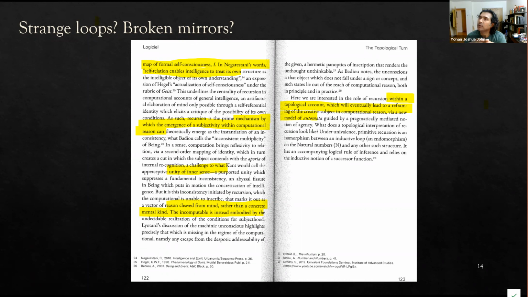It's almost like the only way that you can attain self-consciousness is with a model, which is definitely not identical to yourself, but it's the only thing that you have. So it's like this process of, yes, I have nothing else, but the map is not the territory, but the only way I can make anything out of myself is via maps. I think that's what's happening. Self-relation enables intelligence to treat its own structure as the intelligible object of its own understanding. So it's a lot of like, snake eating its own tail kind of thing.